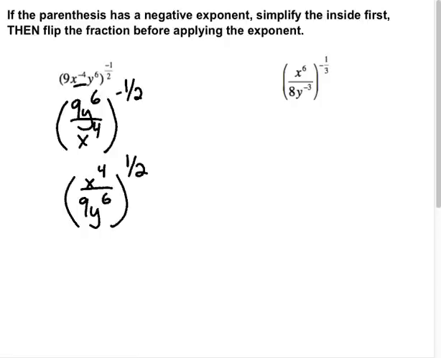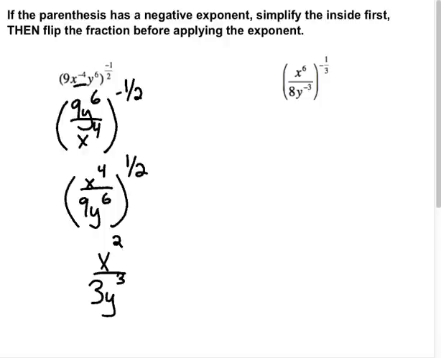And now I can apply that 1/2. So x to the 4 to the 1/2. Power of a power, I multiply 4 times 1/2 is 2. 9 to the 1/2 power, so the square root of 9 is just 3. Y to the 6 to the 1/2, power of a power, 6 times 1/2 is going to give me 3. And so that is going to be my final answer.